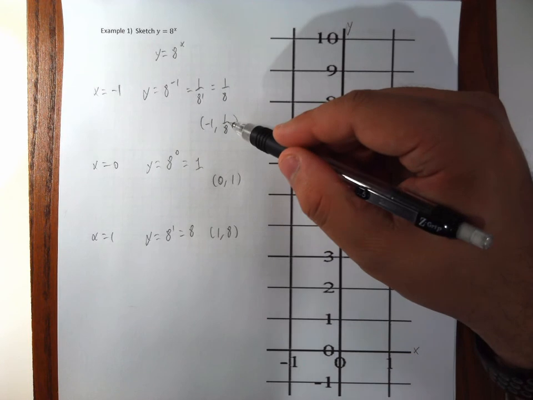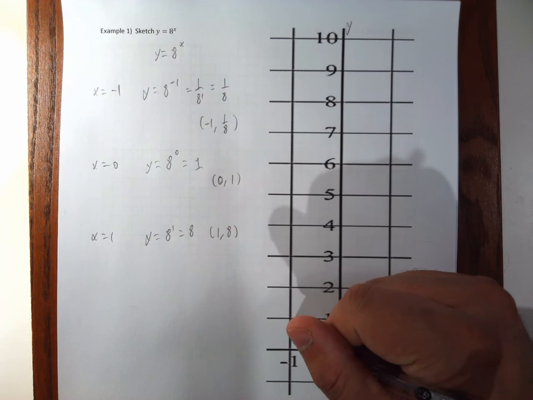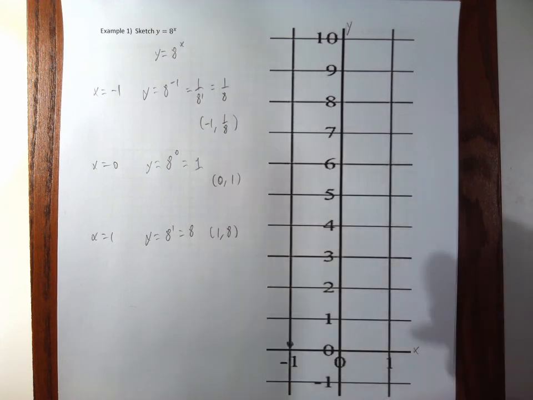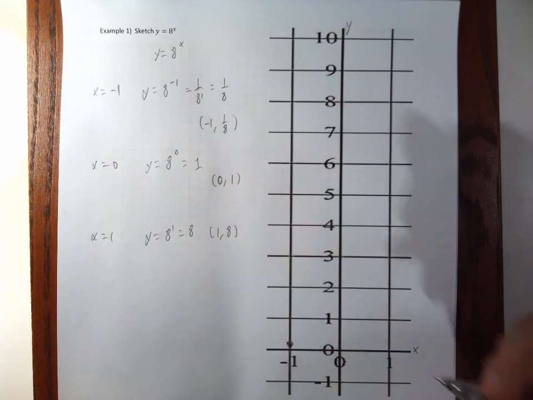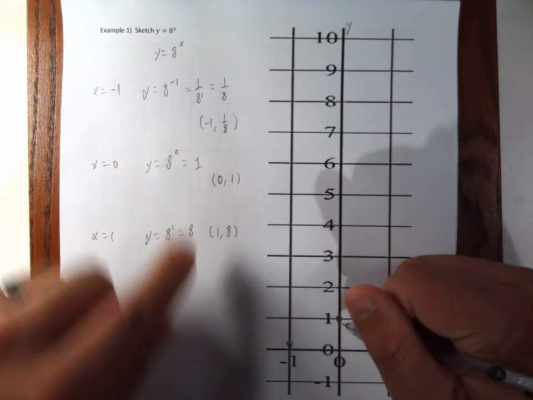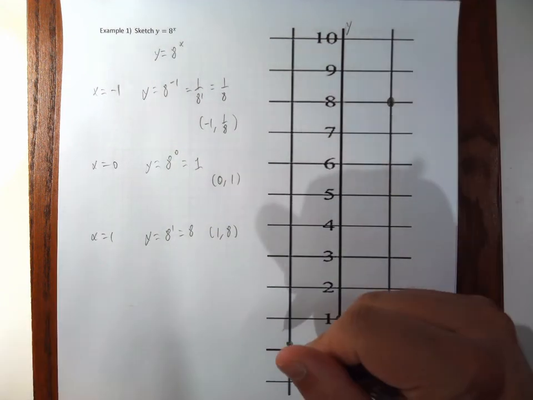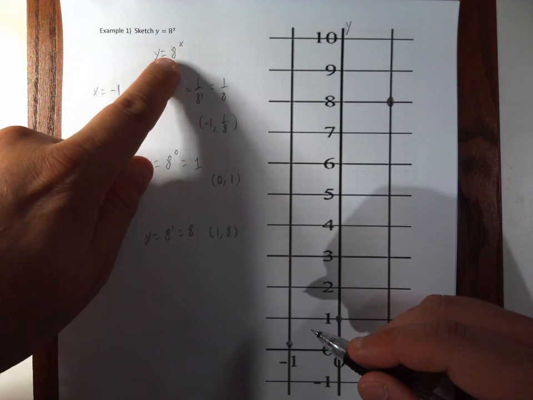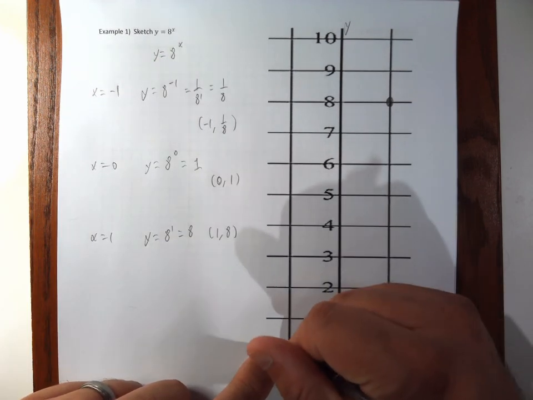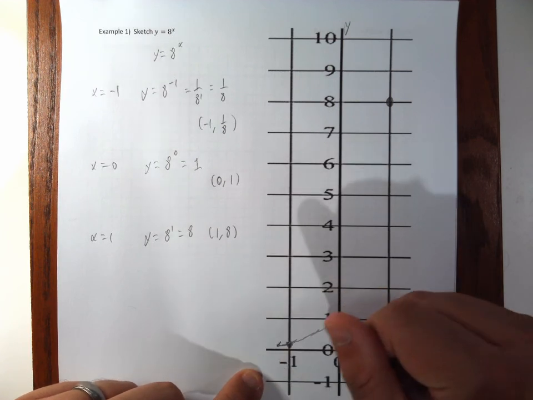So -1, 1/8 is a half of a half of a half, about right here. Zero, 1: left, right, nothing, up, down, 1. Don't hit the x-axis, because there's no way you can take 8 to a power and get 0. That'd be y equals 0, so avoid it. Otherwise, draw a curve that hits all 3 points.